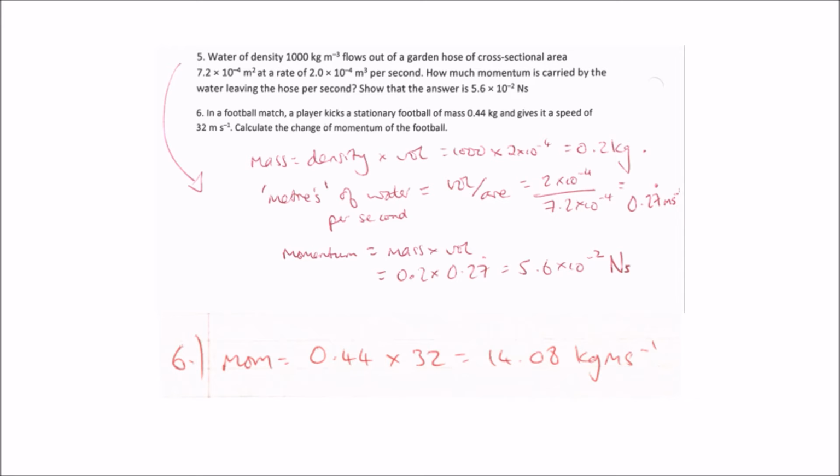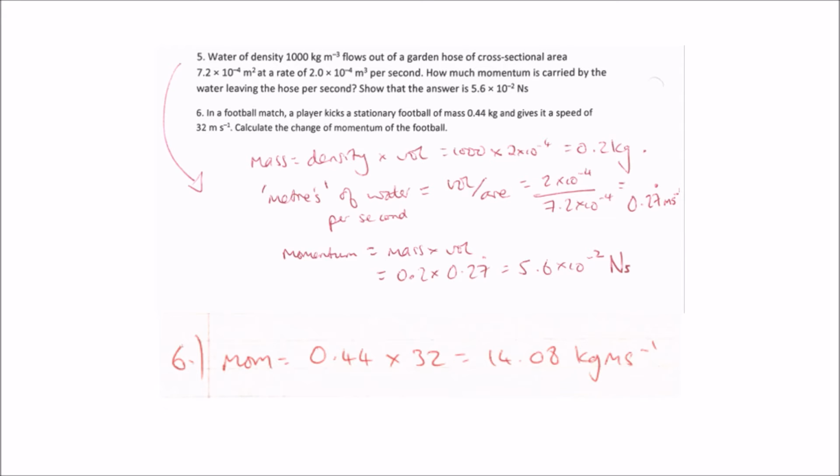Now of course, as momentum is mass times velocity, the first thing we had to do was work out the mass of water coming out. So the mass is the density times the volume. There's the density, there's the volume per second. So that's the mass of water coming out per second, 200 grams or 0.2 kilograms.